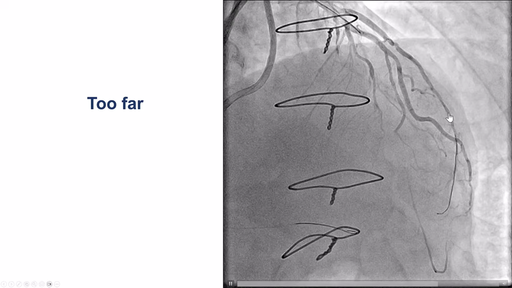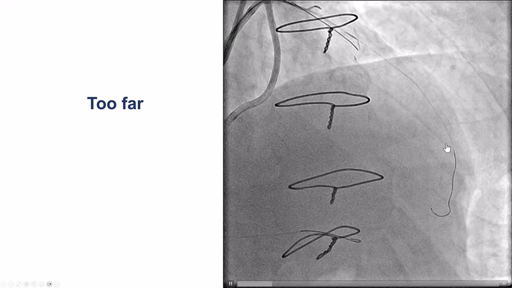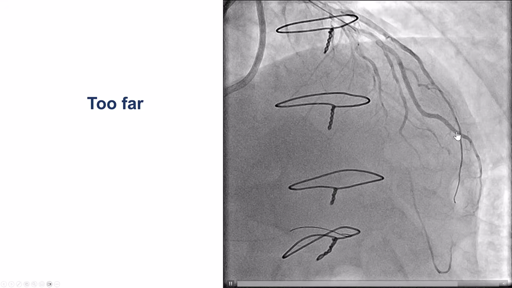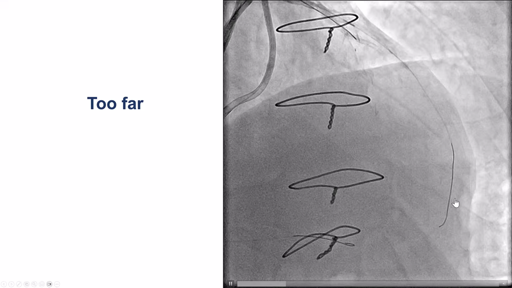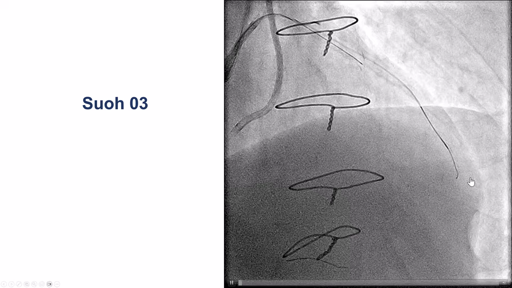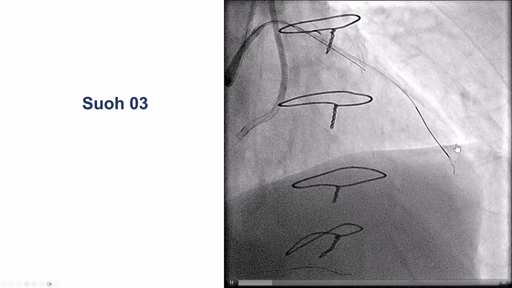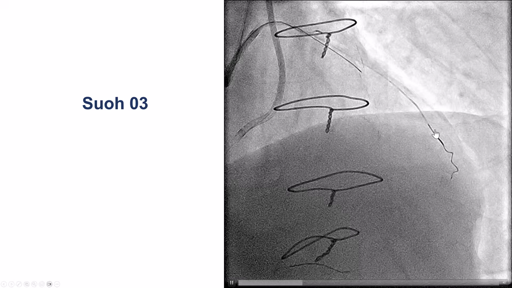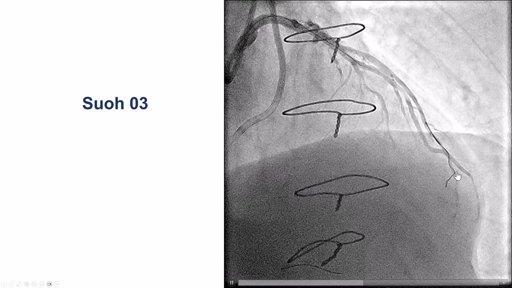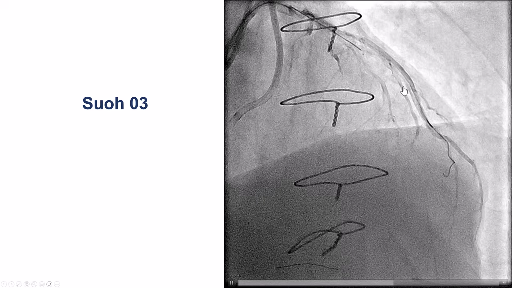Once again, this is the diagonal, and this is the connection that goes to the obtuse marginal, but unfortunately in this case, the Suoh 03 has gone a little further down than this proximal turn. So we pulled the microcatheter back. This is a Caravel microcatheter, and the Suoh 03 wire gets into the branch, as we confirmed with contrast injection.